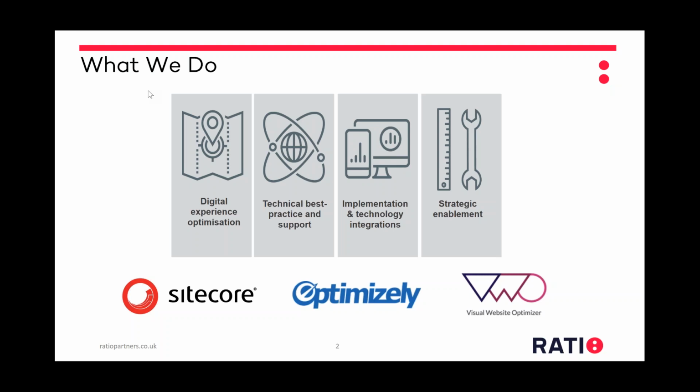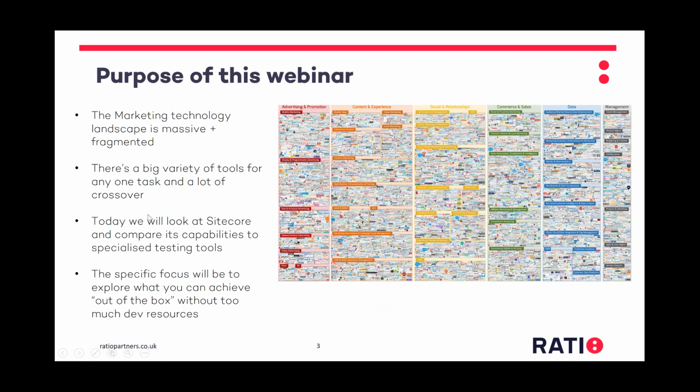Thanks, Mario. Okay, so the purpose of the webinar today is, essentially we understand that the marketing technology landscape, not just related to optimization, but certainly with respect to optimization, it's massive and it's fragmented. There's a really large variety of tools for any given use case or any given task. And there's a lot of crossover between those tools as far as what their capabilities are.